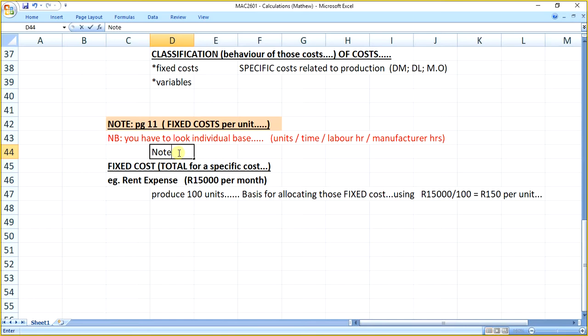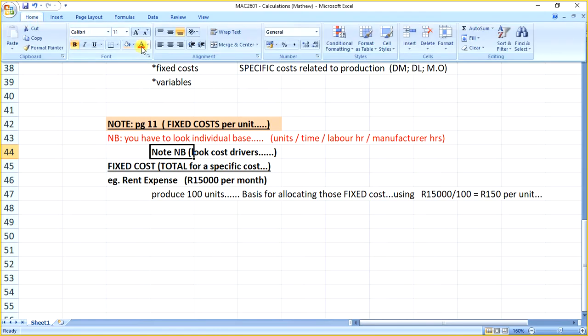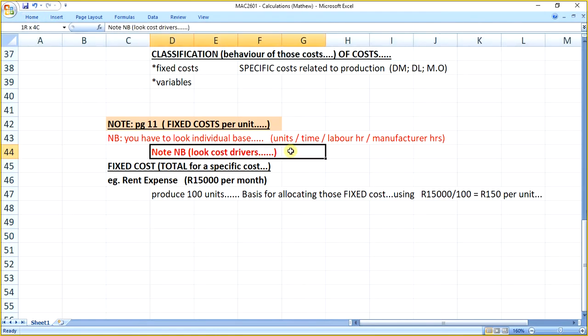Okay, so just a note, NB, you need to look for those drivers. They call them cost drivers. Yes, cost drivers. Because those drivers will basically allocate more or less cost towards a specific item depending on the operations. So that's something to note in terms of basics, right? Okay, happy with that? Happy, yes.